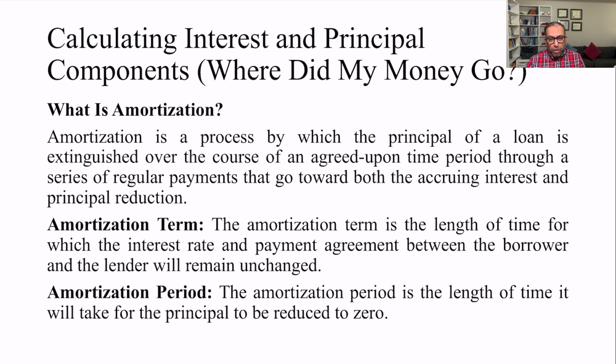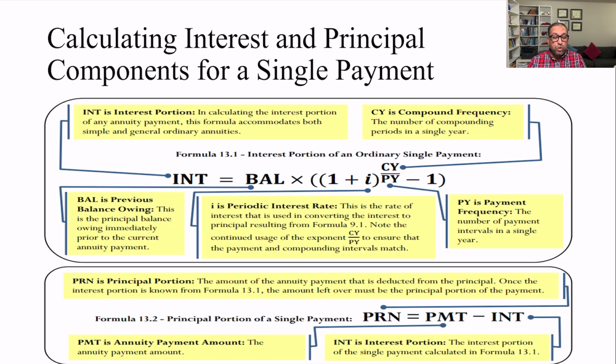Amortization term, the term over which this whole investment or the loan is going to be paid off, that's what we call an amortization term. It is a length of time for which the interest rate and payment agreements between the borrower and the lender will remain unchanged. And amortization period is the length of time it will take for the principal to be reduced to zero.